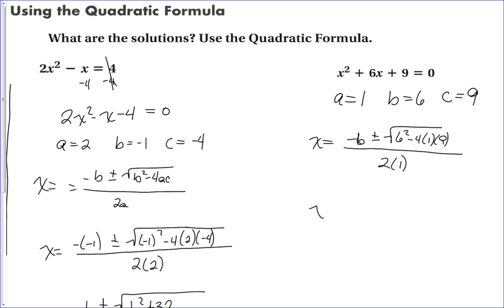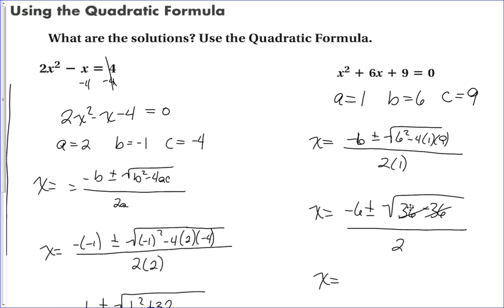All right, so x equals negative 6 plus or minus the square root of 36, that's 6 squared, minus 4 times 1 is 4, times 9 is 36, all divided by 2. So x equals negative 6 plus or minus, well, what's this equal? Well, this cancels out, that equals 0. Square root of 0 is 0. So this is just negative 6 over 2, which equals negative 3. So our answer here is x equals negative 3.